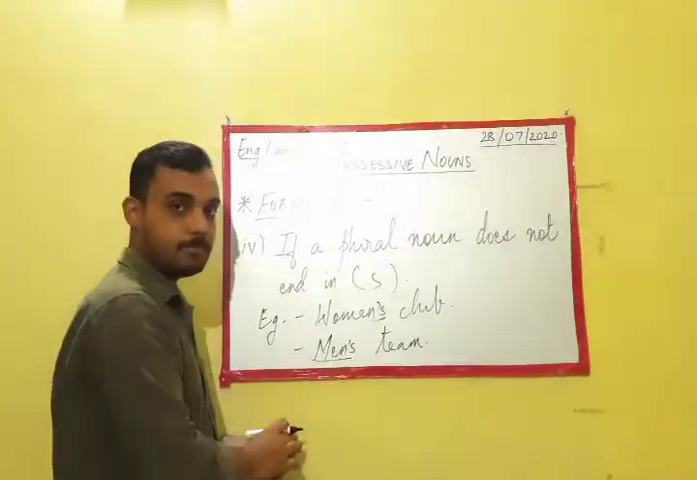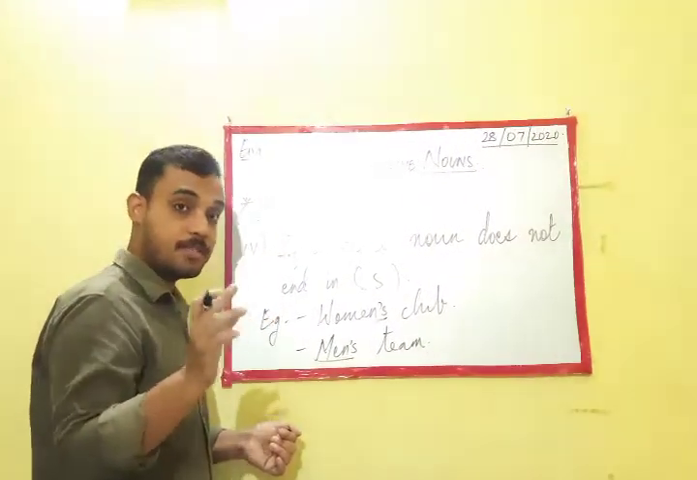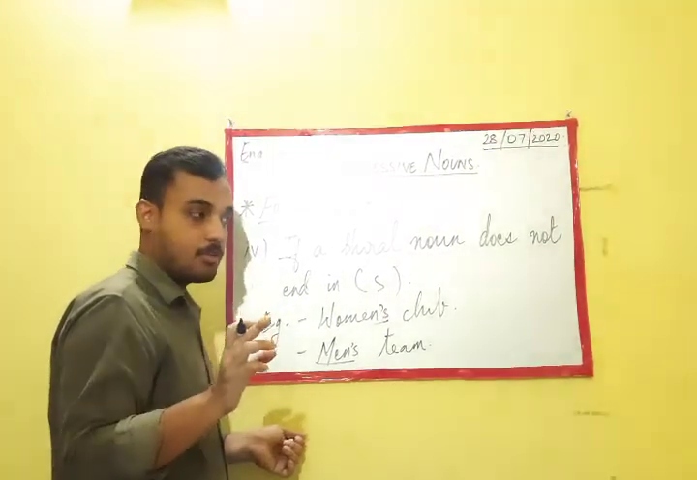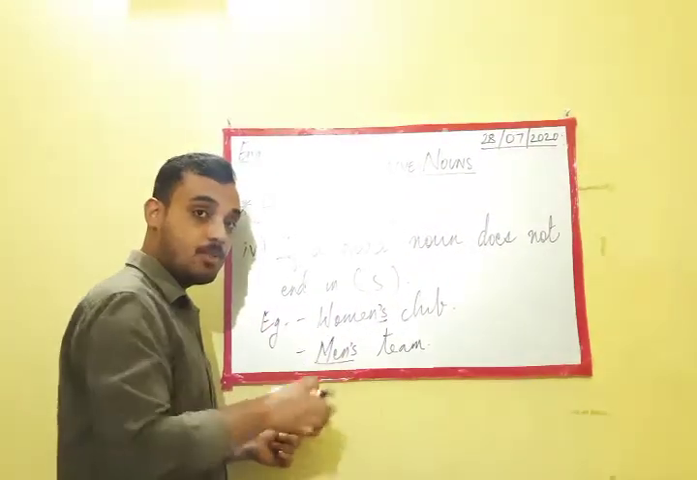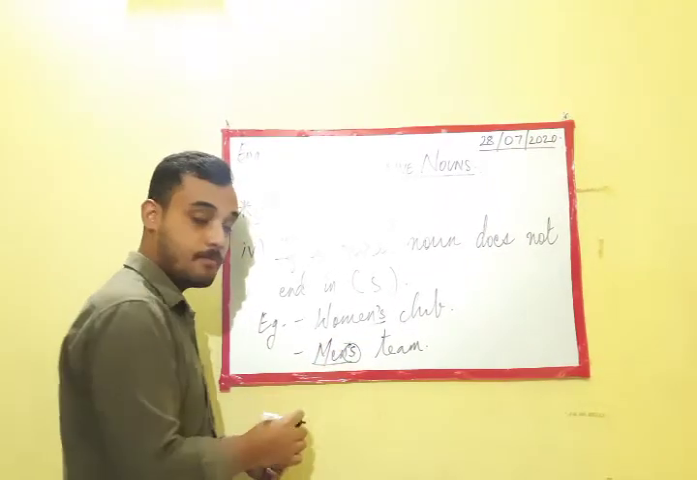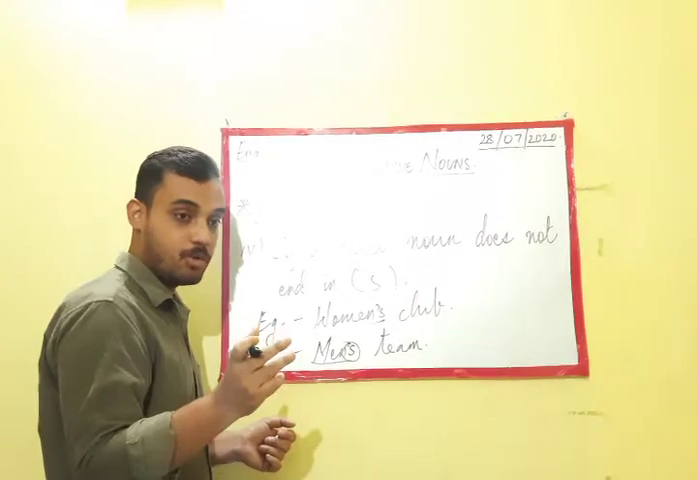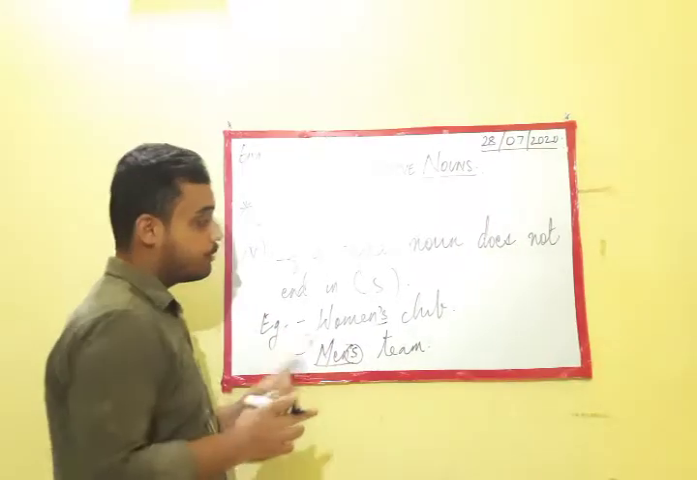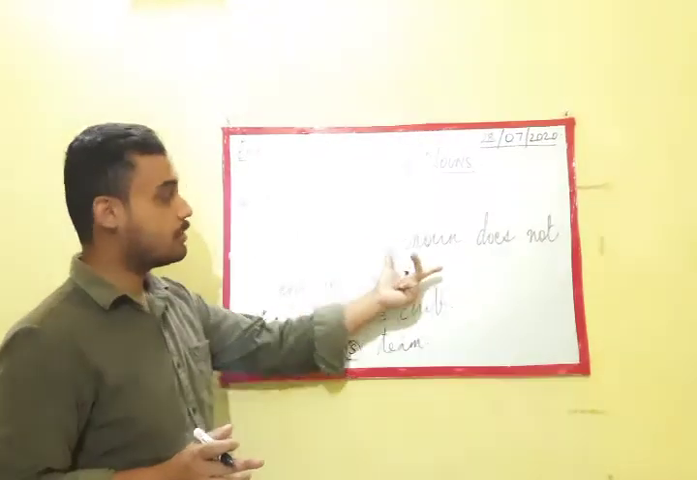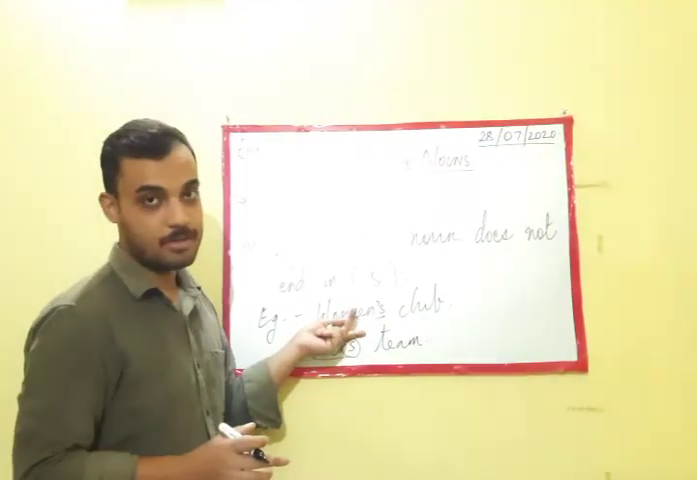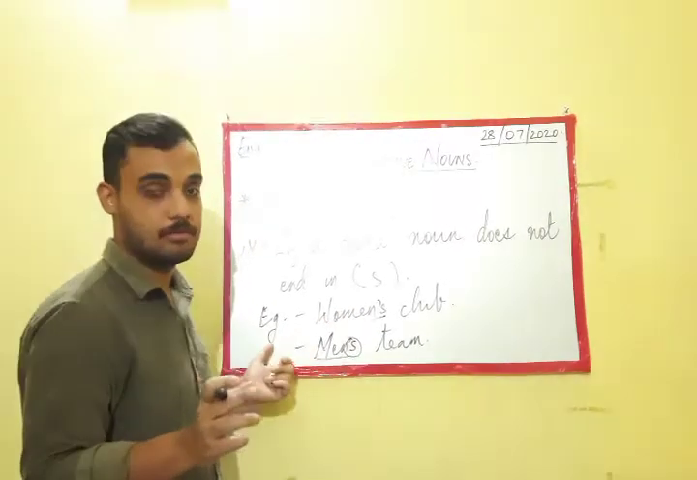Men's. Men's is a possessive noun. But man is a singular noun. To make men into a possessive noun, we have to write apostrophe s. Men is plural, man is singular. So the point clearly says, if a plural noun does not end in s, we will put apostrophe s to make it a possessive noun.